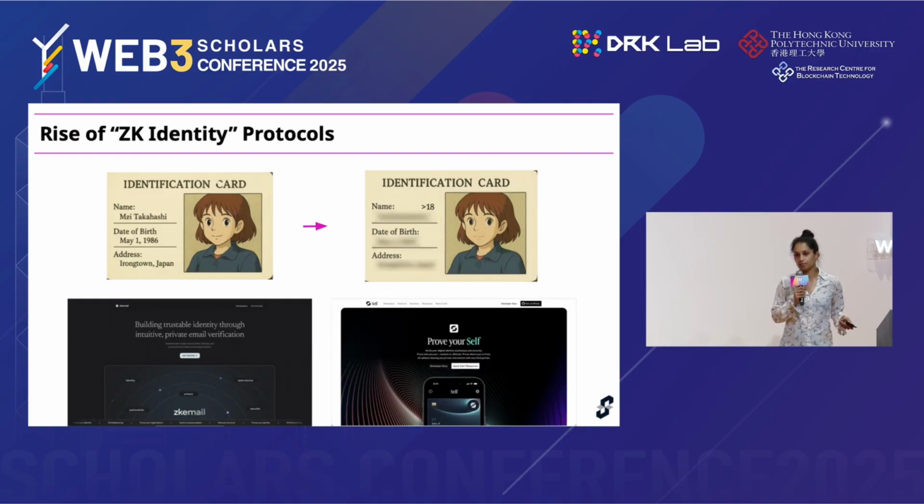And so this general theme of ZK identity protocols, where you take some identity information and then you hide certain fields and then you only prove the statements you want. So for example, in this diagram, it's that you're over 18 without revealing your name or your specific date of birth, has become a bigger trend. And now there are several protocols, including ZK Email and Self Protocol, that can prove your email or passport or other information using zero-knowledge proofs that I think are really interesting use cases of ZK even beyond blockchain scaling.